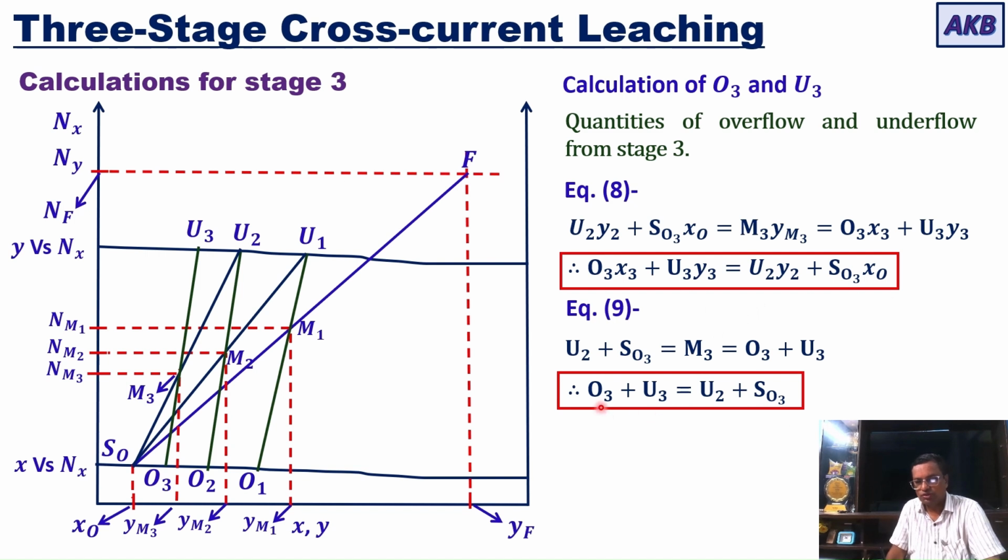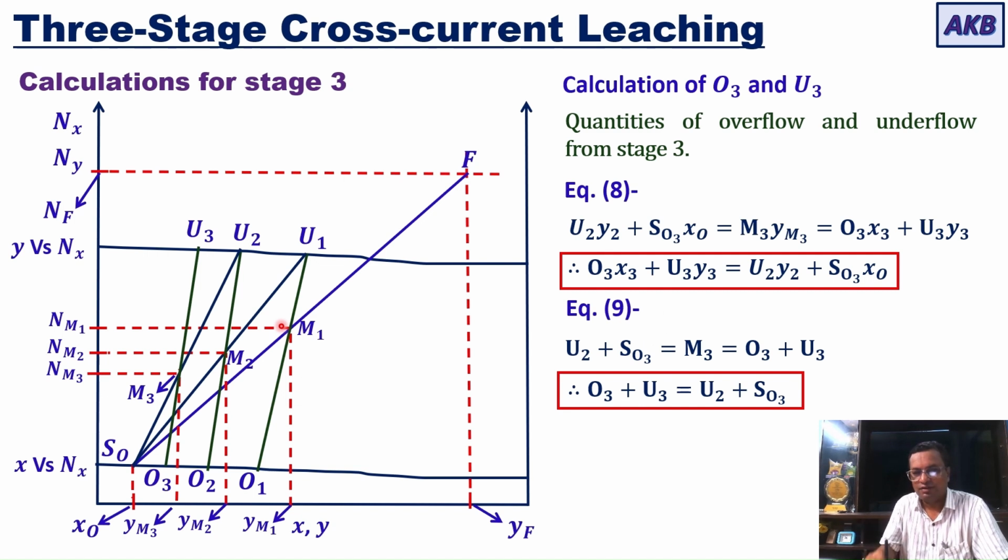So I have two equations. There are two unknowns, O3 and U3. I can solve these two equations simultaneously and get the values of O3 and U3, which are nothing but quantities of overflow and underflow that come out of stage number 3. In this way, we end our calculations for the last stage in the cascade, stage number 3.